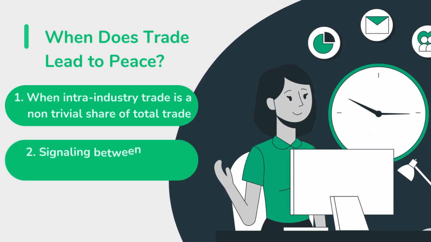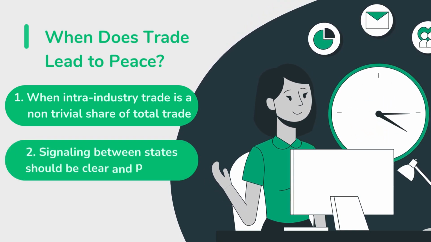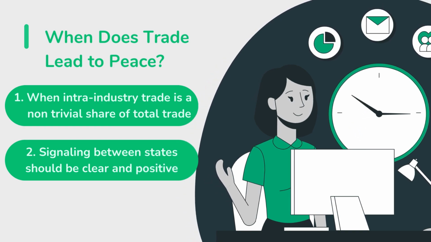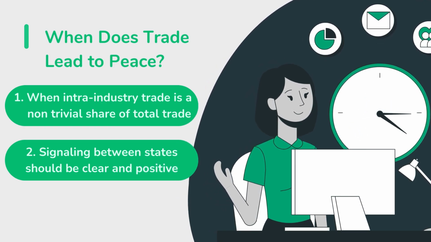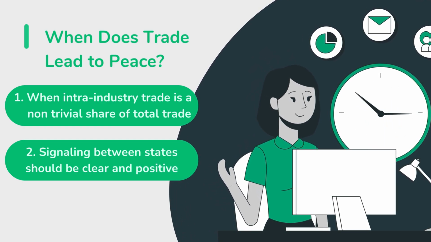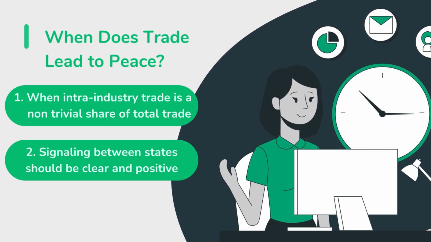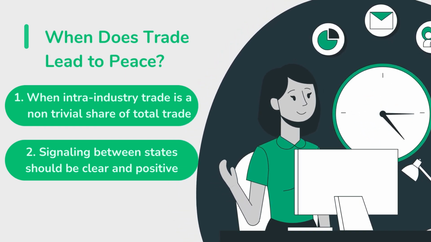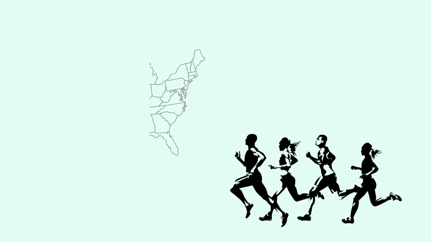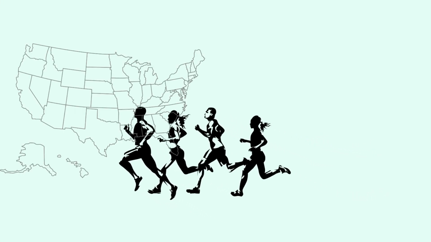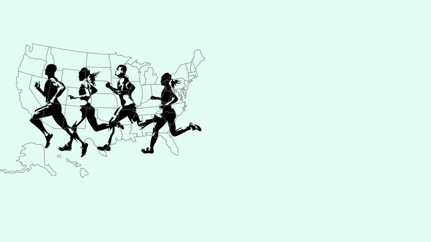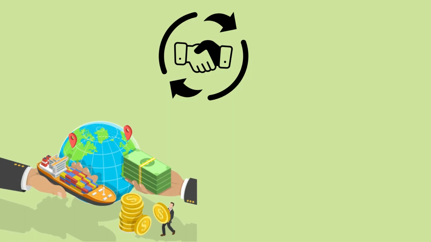Second, signaling between states should be clear and positive. Extensive trade flows won't be a deterrent against war if future trade expectations are negative. Policies that favor trade liberalization can signal to trading partners that they should expect continued trade relations even when administrations change. It's tempting to look at conflicts today and want to retreat to our own borders. But this is a time when we should have more trade, not less.